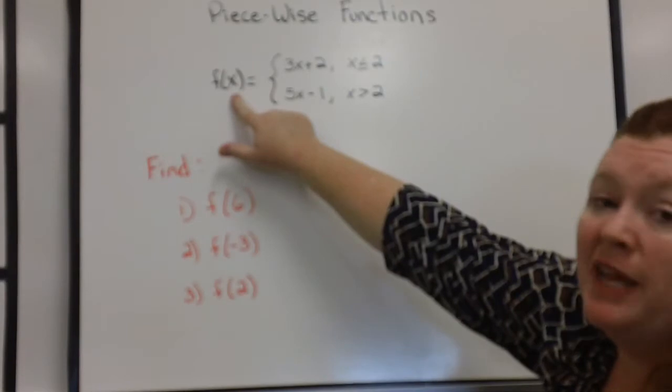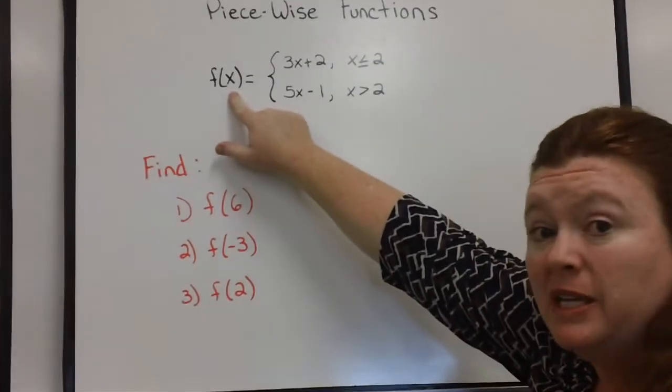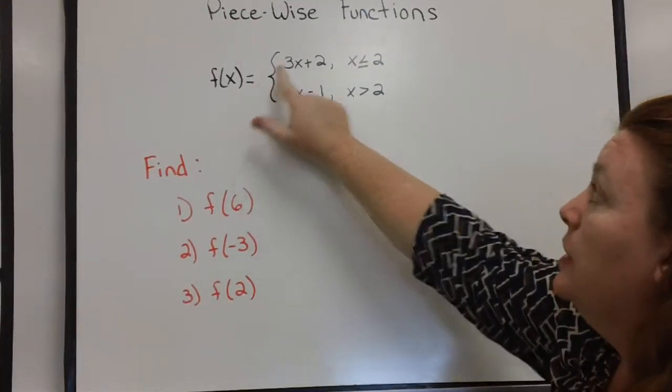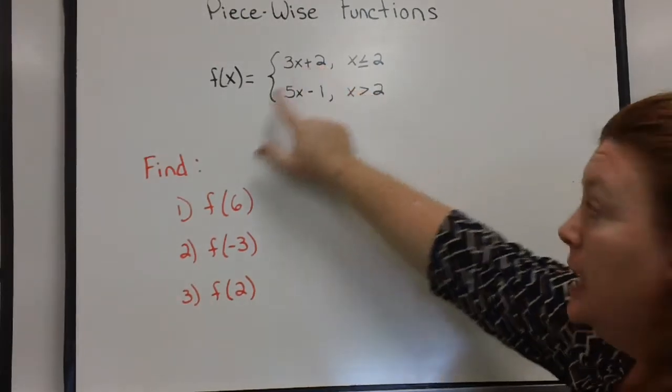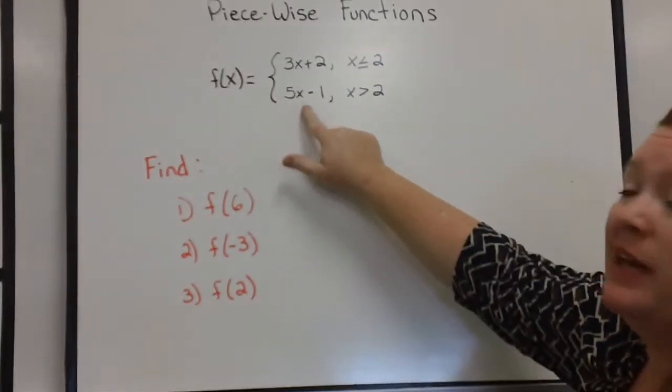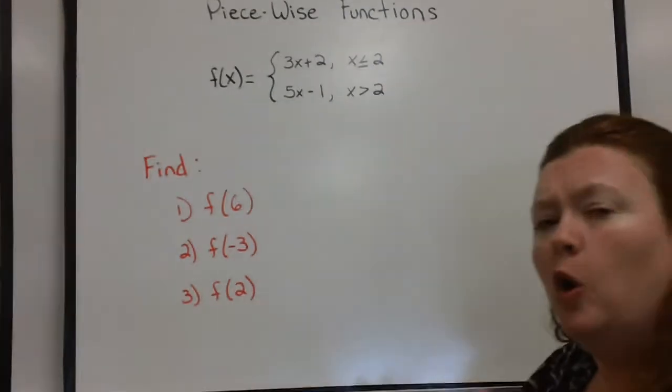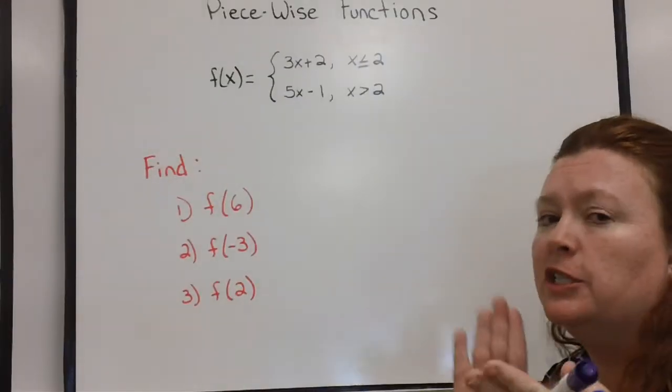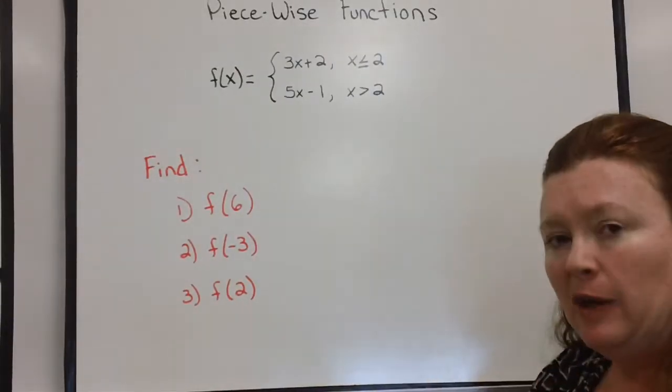You see f of x, and that means y. That's the same thing as y. So y equals 3x plus 2, and y equals 5x minus 1. But I don't want the whole thing. I only want it to count for a certain set of values.